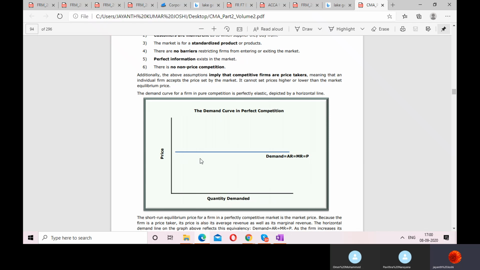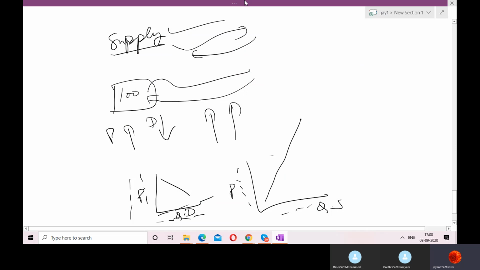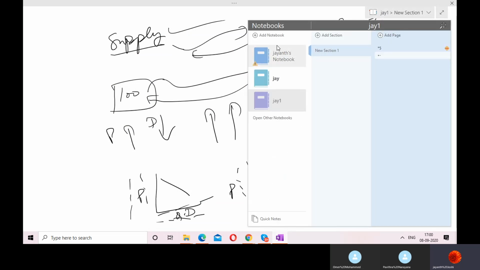Here you can see the demand curve is equal to the average revenue, and the marginal revenue is also equal, and that is equal to the price. What do we mean by average revenue and marginal revenue? Average revenue is, suppose you have revenues like this: 10 rupees, 20 rupees, 30 rupees, 40 rupees, 50 rupees.